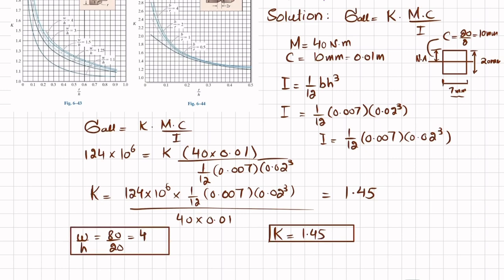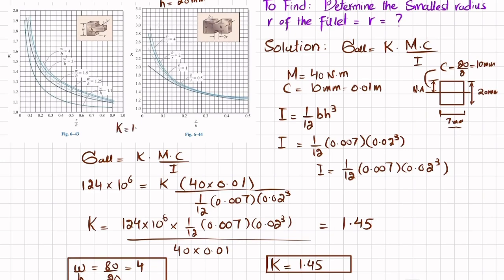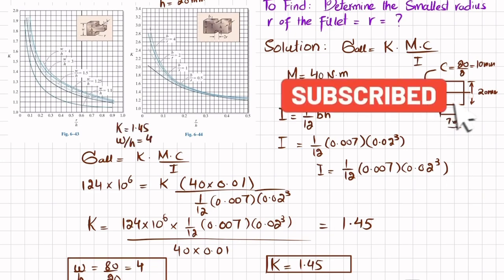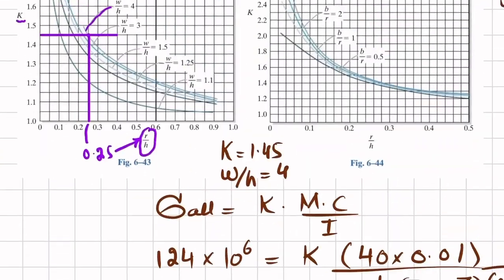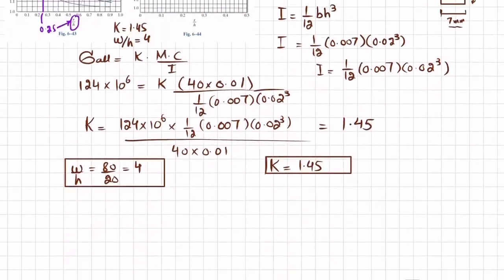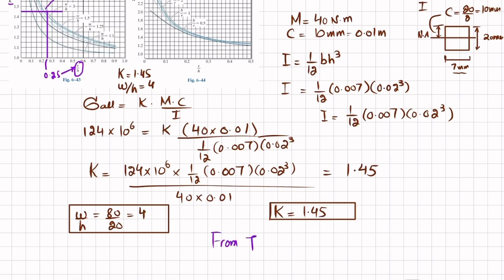Now you can see K is 1.45 and w by h is 4, so you can use this table. From here, if I draw, this is K on the y-axis, and this point is 1.45, so this line is 1.45. Clear? And what about w by h is 4? You can see this is the figure, so this point is the point. If you draw the vertical line from here, you can see this point is 0.25, and this is r by h. So we will get r by h as 0.225. Okay. So I will write from the table, or from figure 6-43, with K equal to 1.45 and w by h equal to 4.